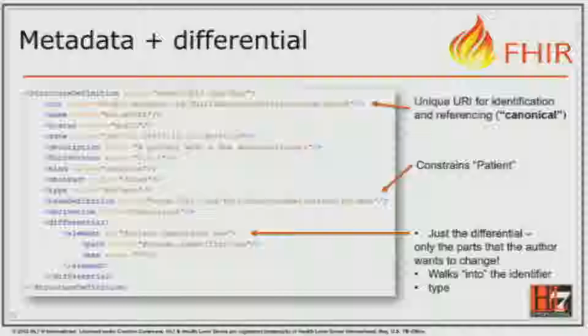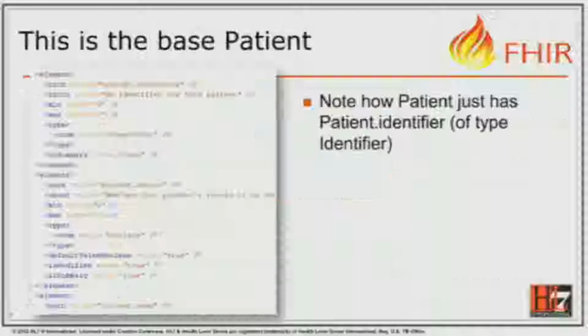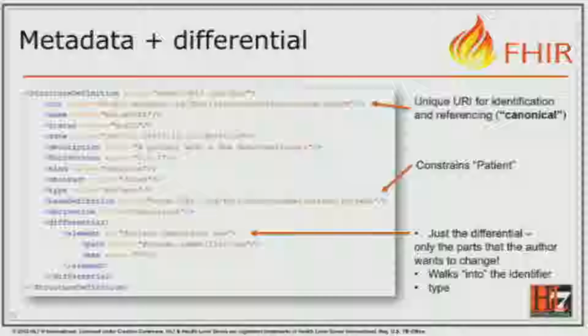Now, there's a subtlety here. When I showed you the base definition for patient, I told you, and we'll take a look, that there is just patient.identifier of type identifier. And what I've done here, I've walked into the identifier type to say something not specifically about identifier, but about something that's inside identifier.